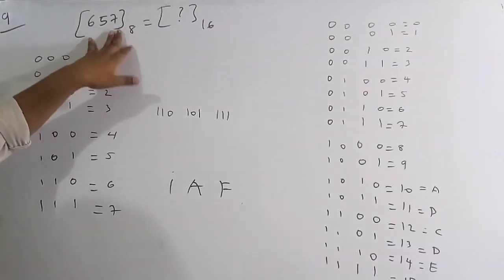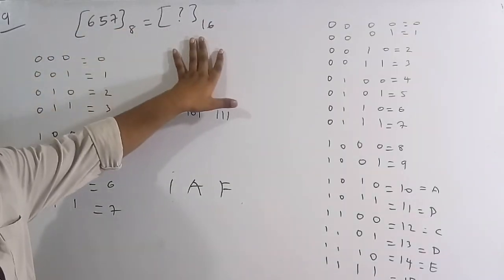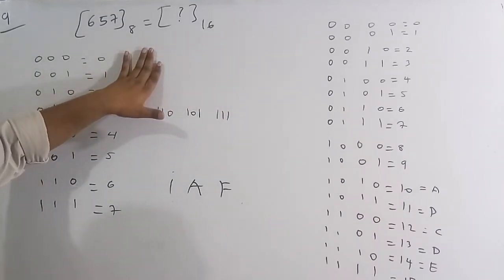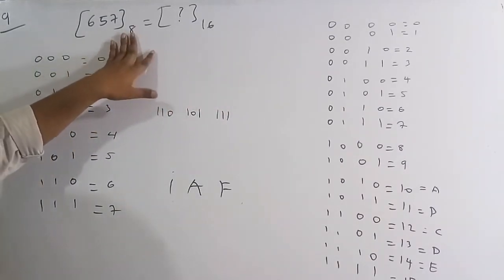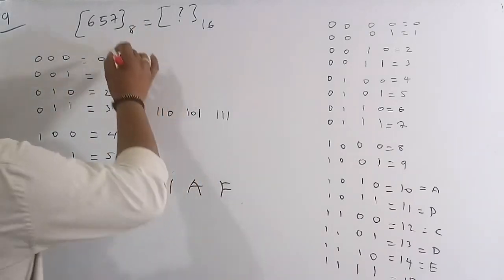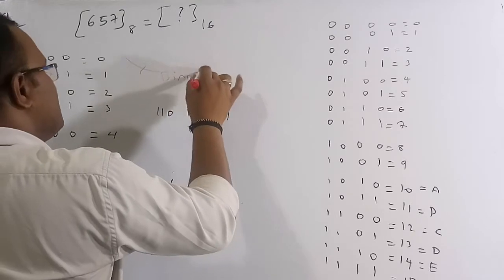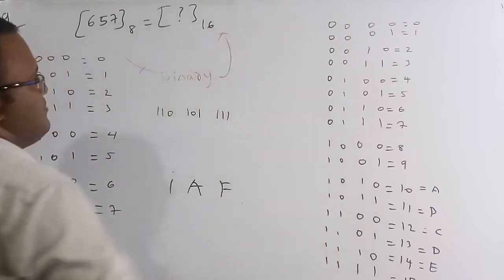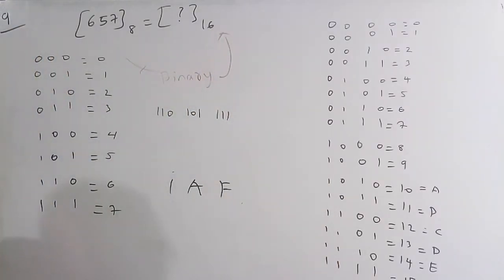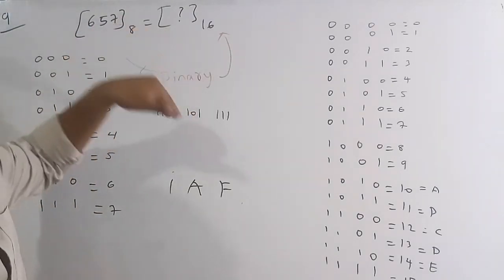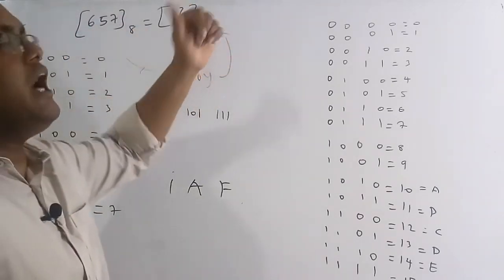So let's solve this numerical. This is an octal number, and we have to convert it to a hexadecimal number. The standard procedure is to first convert this octal number to binary, and from binary we convert to hexadecimal. This is a very standard procedure.